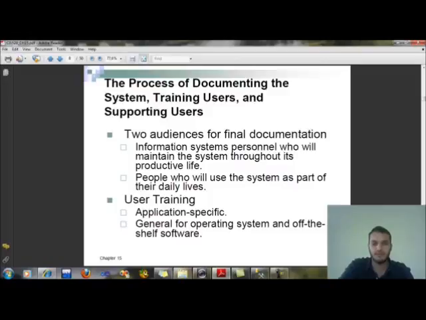The audiences for final documentation: information systems personnel who will maintain the system throughout its projected life, and people who will use the system as part of their daily lives. User training: application specific, and general for the operating system and off-the-shelf software.